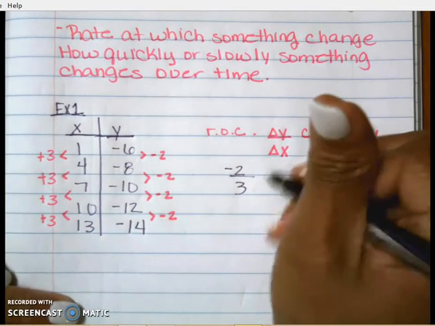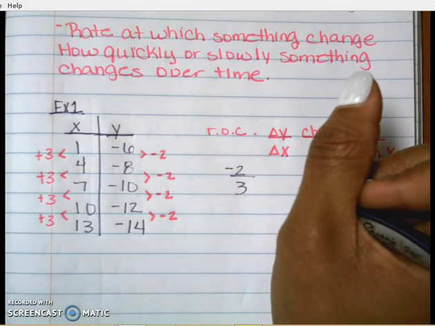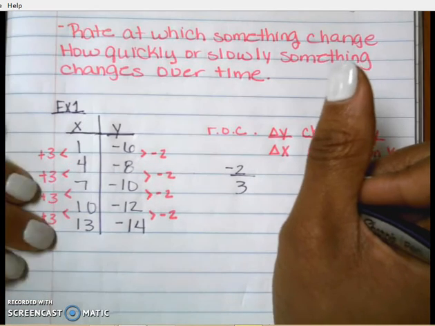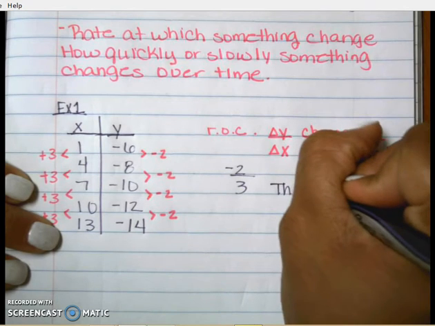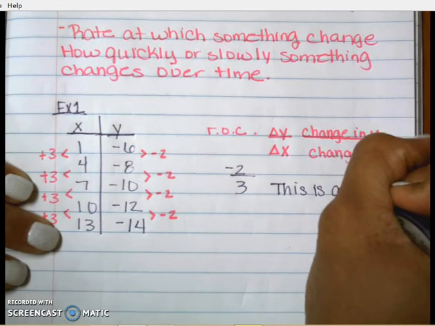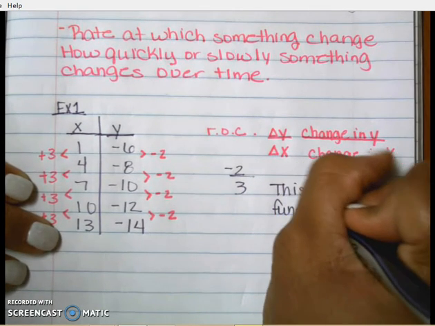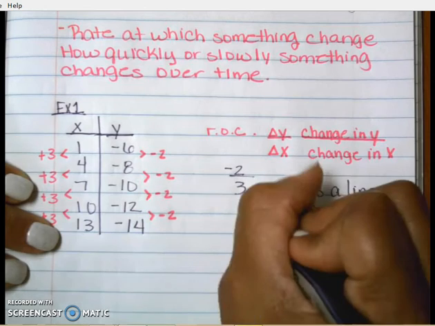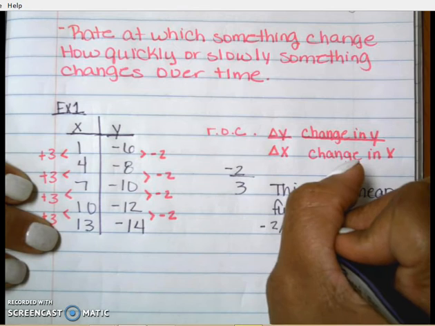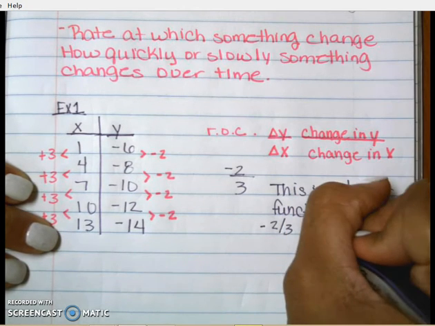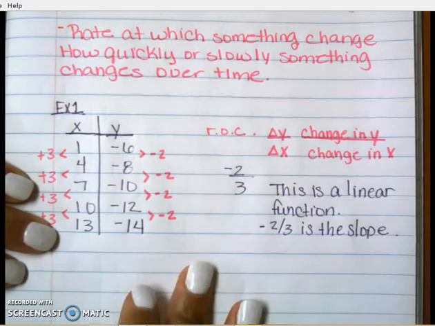Okay, so if I were to graph this on a plane, this will be a linear function. Also, -2 over 3 will be our slope. And we'll cover slope in a little bit. Or probably tomorrow.